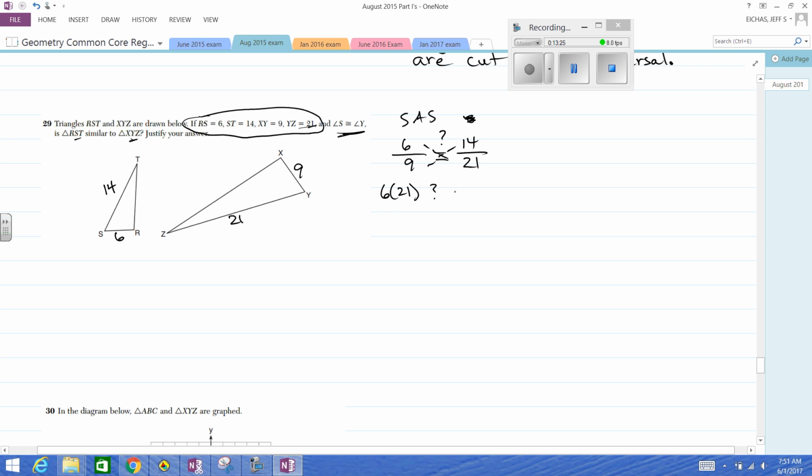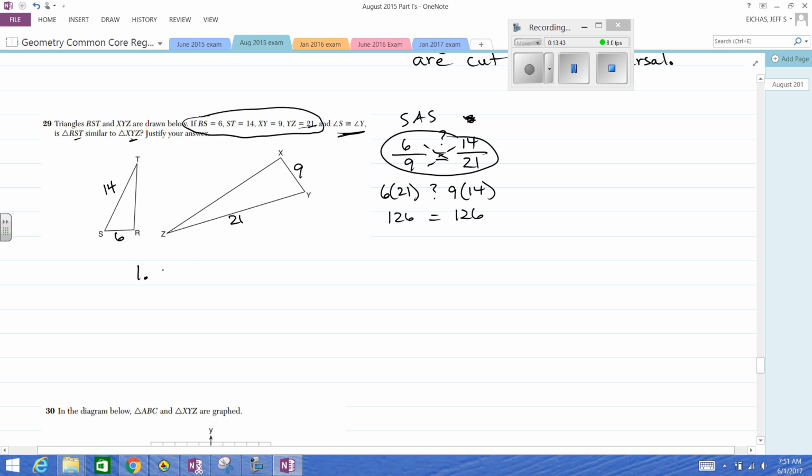Is 6 times 21 equal to 9 times 14? That's 126. Yep, it is. Okay, so the cross products are equal. That means these numbers are proportional. Okay, now we've got to go through the process here.